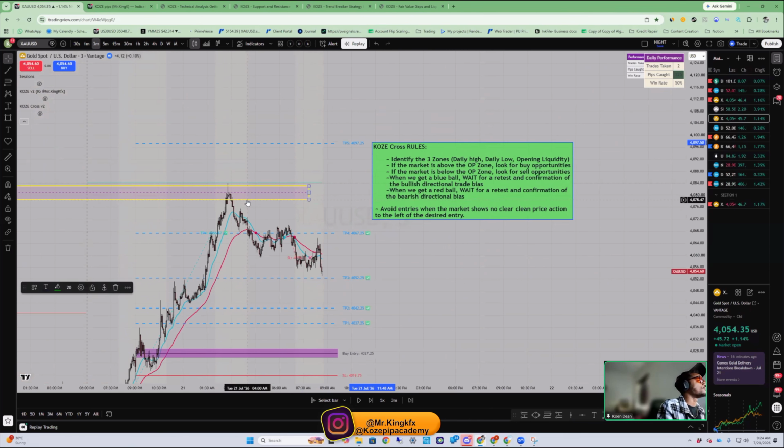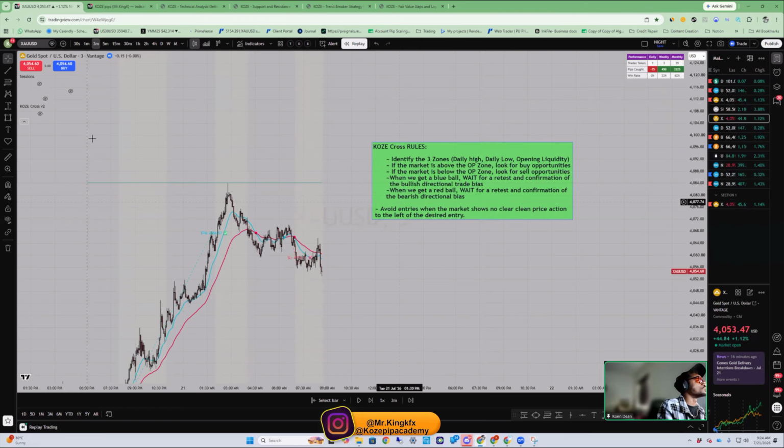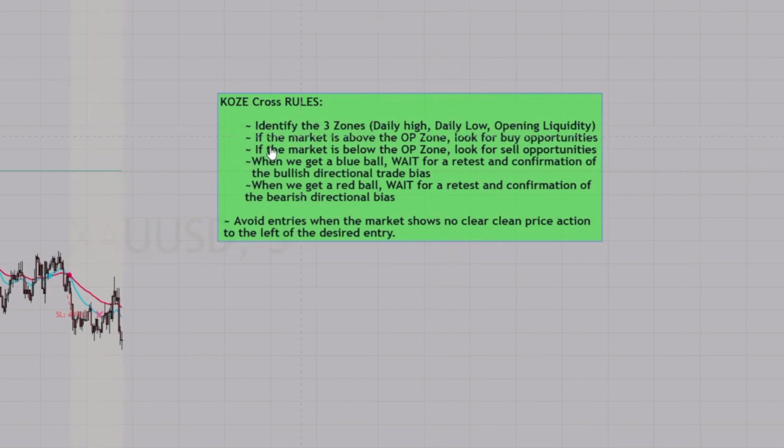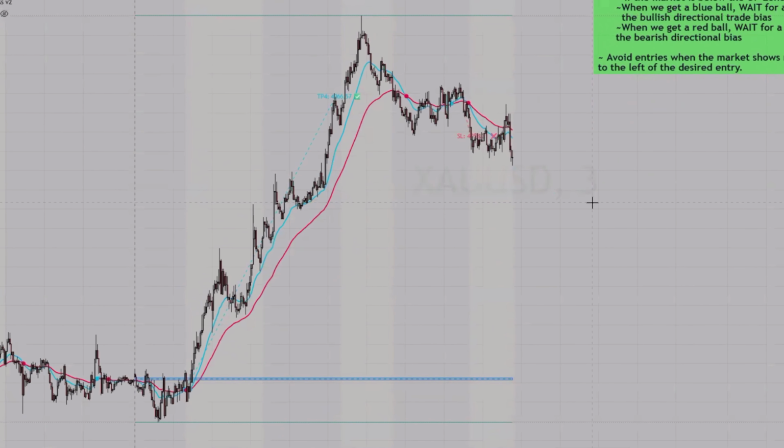After you identify your zones, and you can identify the previous zones as well, so previous days, your high, low, and your area of liquidity. Now, if the market is above my open area of liquidity zone, we're looking for buy opportunities, right? Same exact rule of thumb as Koze. So we're looking for buy opportunities if we're above our daily open area of liquidity, right? And we are looking for sell opportunities if we're below.